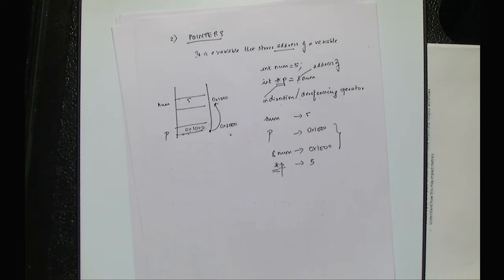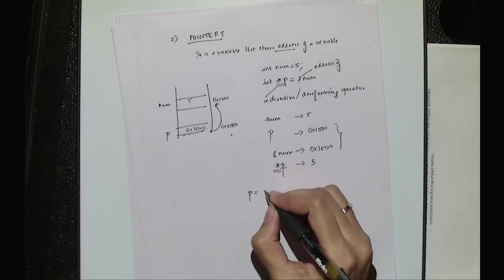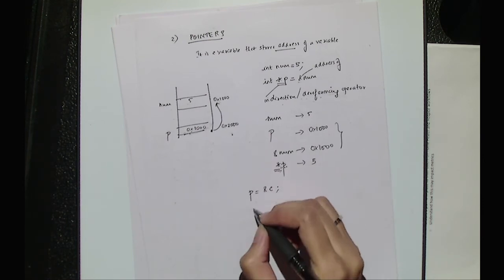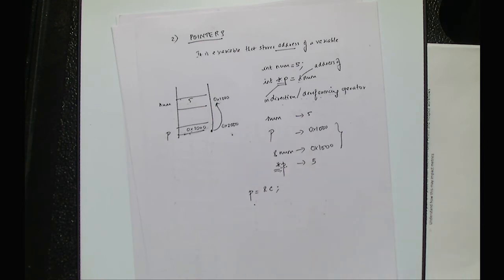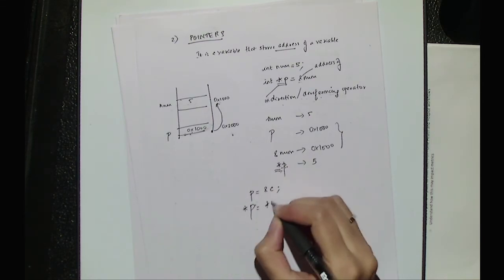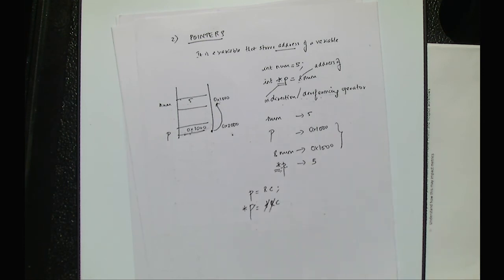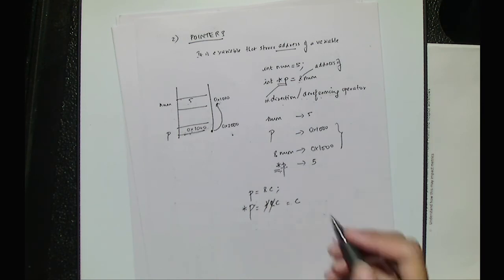OK, so let's say p is equal to address of c. Let's say c is another variable, and I'm trying to apply the star operator, or the indirection operator, on both sides. So I would say star p is equal to star address c, right? So this basically would cancel out, and then this is same as c. So that's why I say star p is actually c.